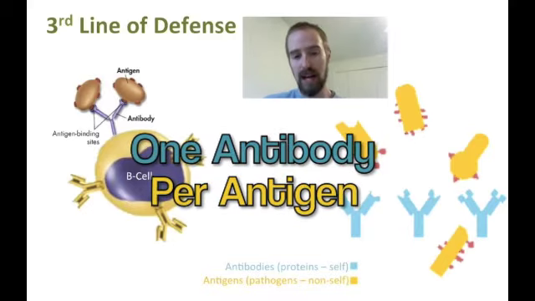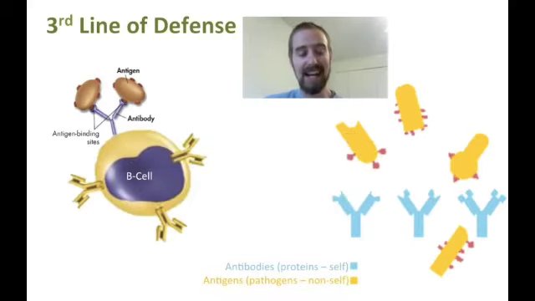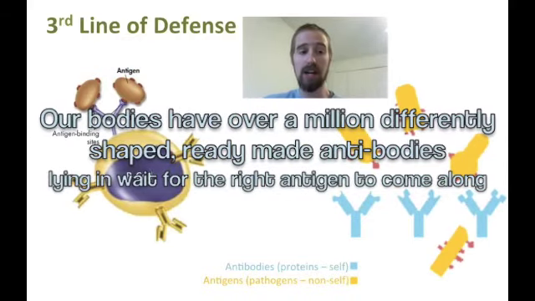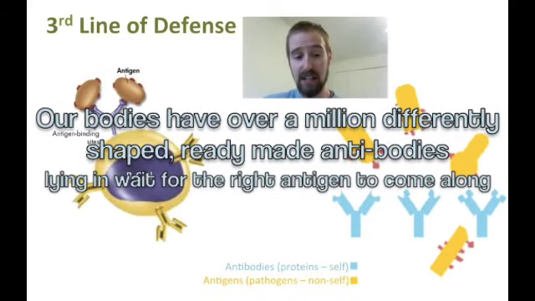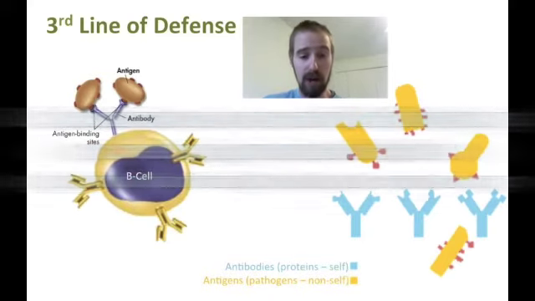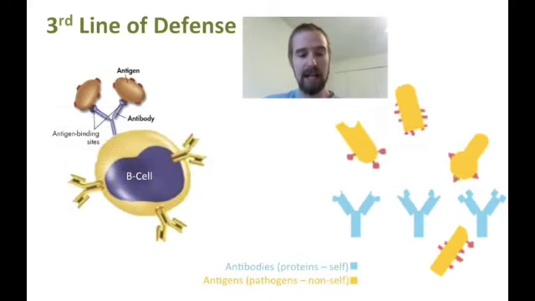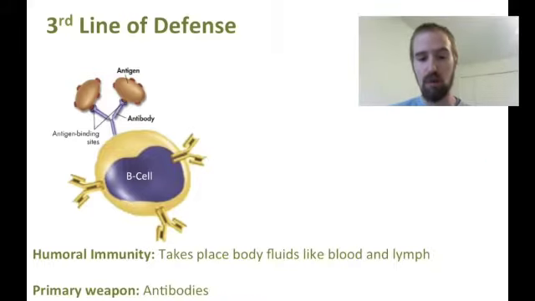And anything that binds to an antibody is called an antigen. And that antigen might be contained on a bacteria, it might be contained on a virus, it might be contained on a protozoa, but in any case, this antigen, if it binds with an antibody, that tells our body, hey, we've got something here. We've got some non-self material, something that doesn't belong to us, and we need to get rid of it. This part of our immune system, the humoral immunity, takes place in our bodily fluids like our blood and our lymph. And the primary weapon used by our humoral immunity are antibodies.